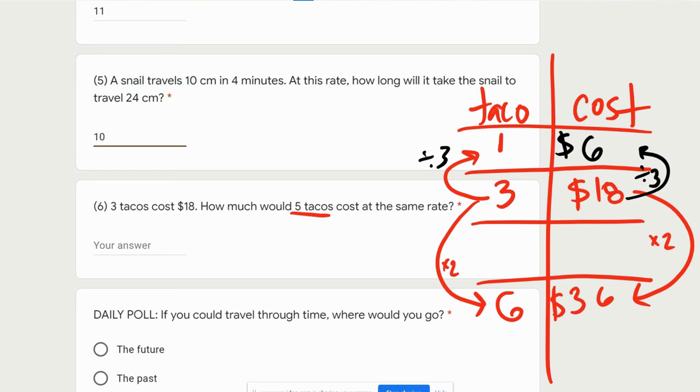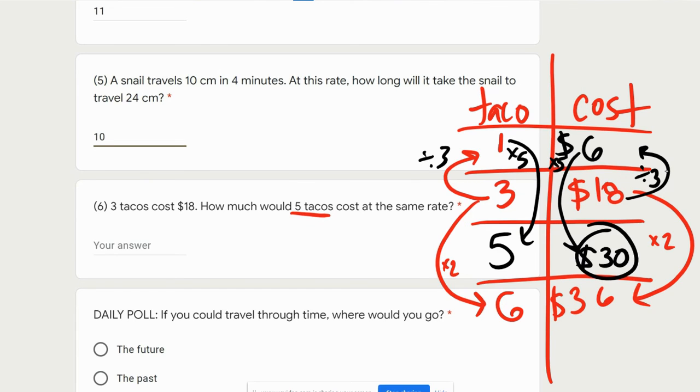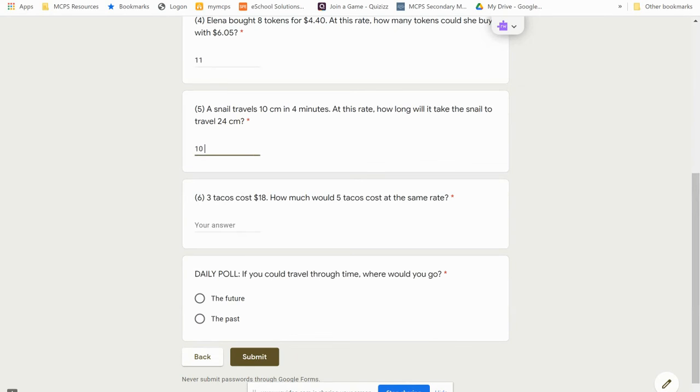Okay. So since I already have the answer, oh, that's easy. I could do 1 times 5, and I could do 6 times 5, and 6 times 5 is $30. So at that rate, for 5 tacos, we're going to pay $30. Oof, expensive. Well, let me put the money sign. I really want to put the money sign. Nope, can't put that. Okay.